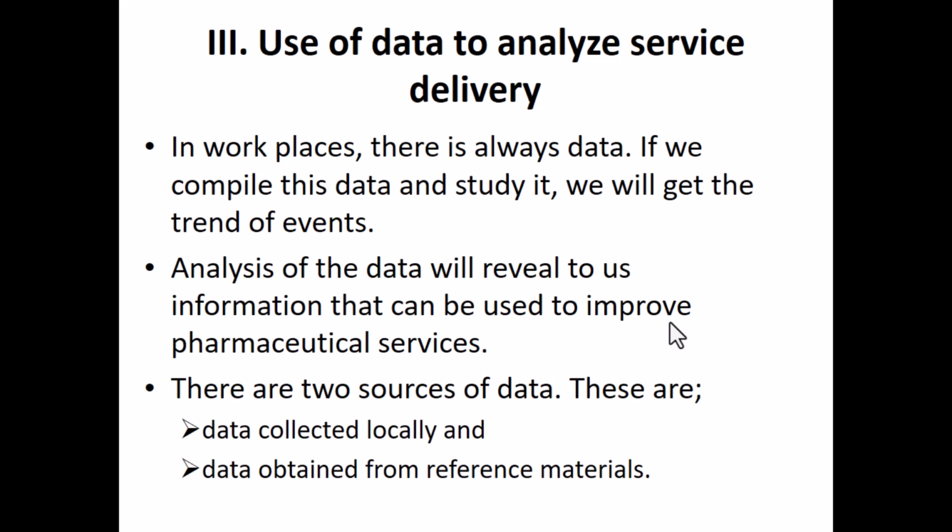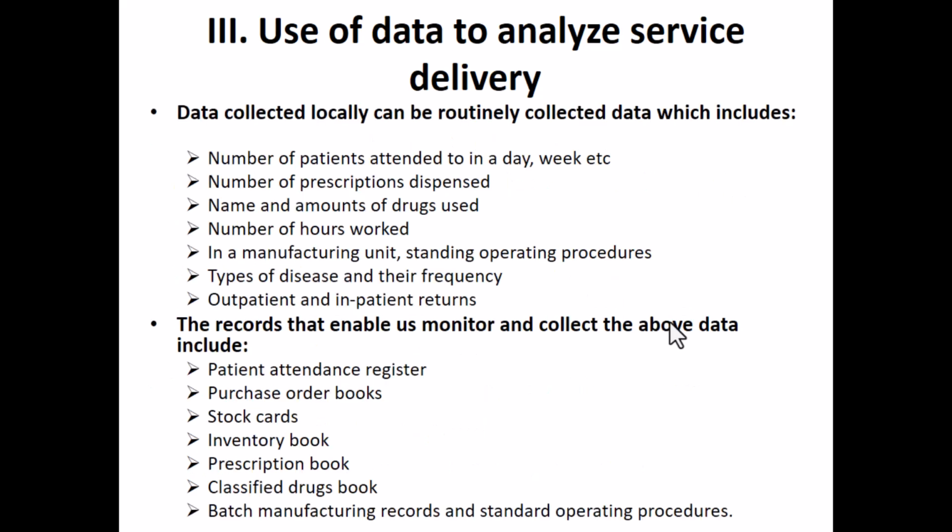So we see that in workplaces there is always data, and you need to always have data. If we compile all this data and study it, we will get the trend of the events that have been happening. Maybe you are looking at how many batches we make in a week, how many we make in a month, how many we have made this year. Okay, so analysis of data will reveal to us information that can be used to improve the pharmaceutical services. And there are two types of information: data that you can collect locally, and data that you may obtain from reference books.